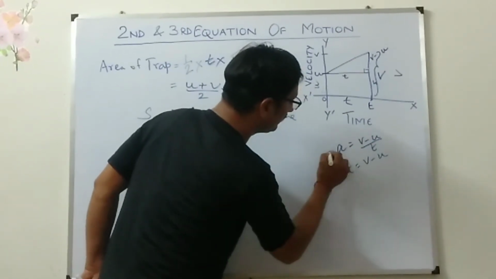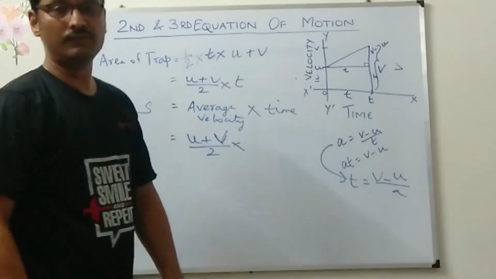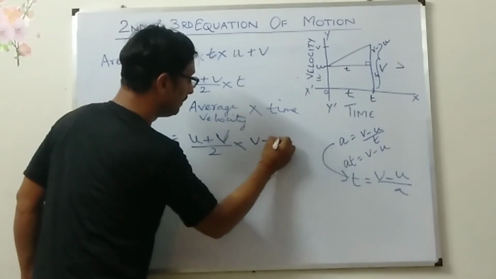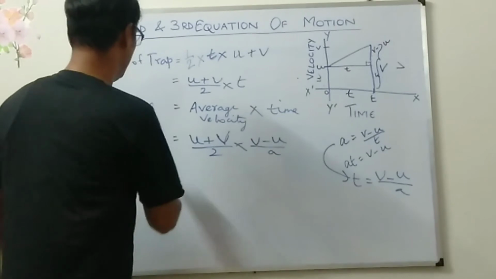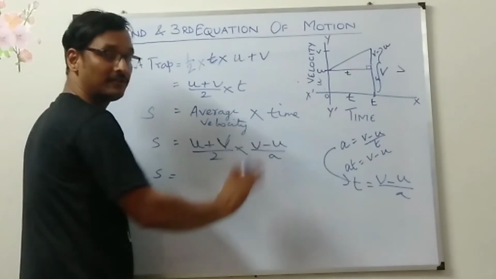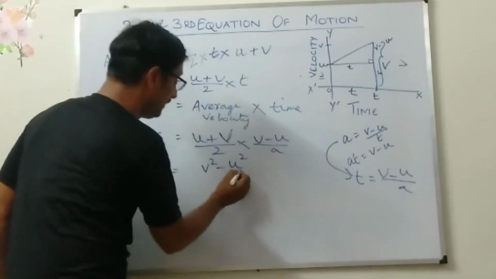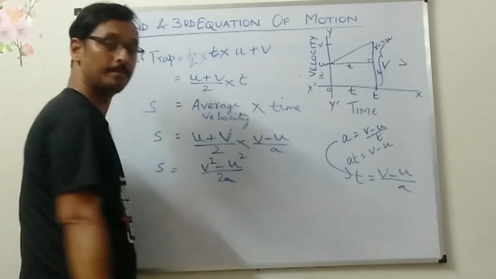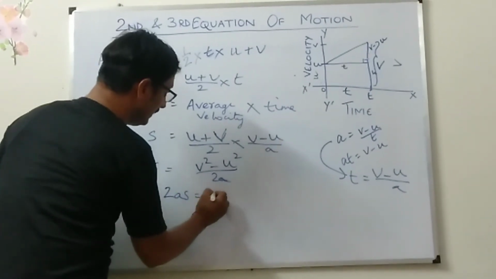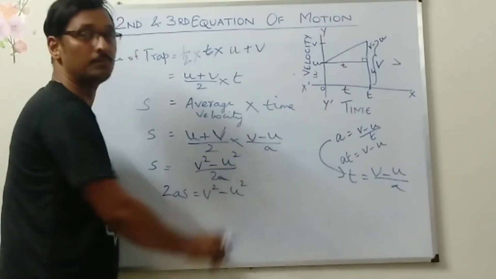And what is t? From this you can write t is equal to v minus u by a. So in place of time, we write v minus u by a. So S, after multiplying both of them, a plus b, a minus b, what will you get? a square minus b square by 2a. Multiply both of them. 2aS is equal to v square minus u square.